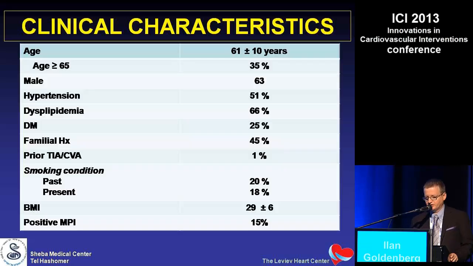When we look at the clinical characteristics of the patients, we see that this was a relatively intermediate risk cohort. With a mean age of 61, 35% of the patients were greater than 65 years of age, 63% were males, more than 50% of the population had hypertension and dyslipidemia, a quarter had diabetes mellitus, with a BMI of 29, and a positive MPI was detected in 50% of study patients.